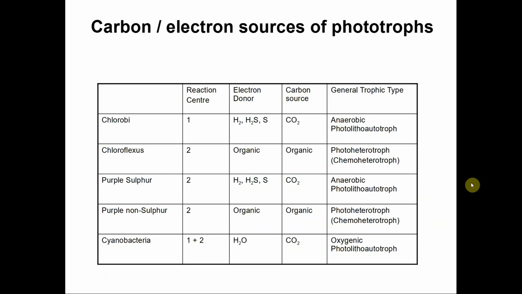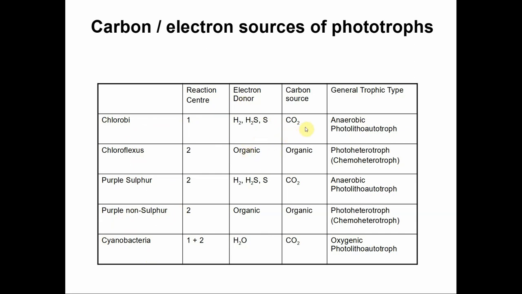Okay, so that's it for bacterial photosynthesis. This is just a summary table to show you the different types of photosynthetic bacteria: green and purple, sulfur and non-sulfur bacteria, and cyanobacteria. So, chloro-B, green sulfur bacteria, reaction center 1. They use reduced sulfur compounds as the electron donors.